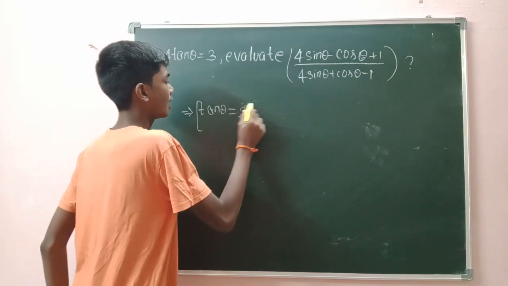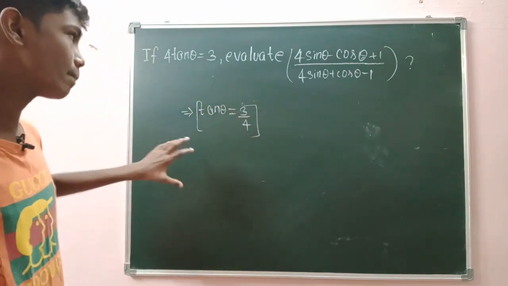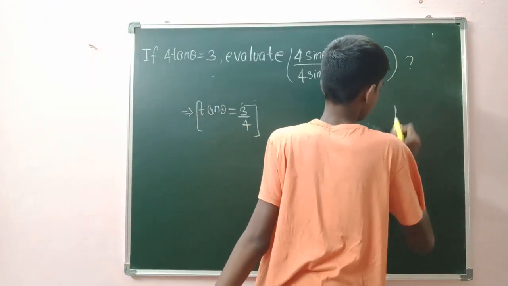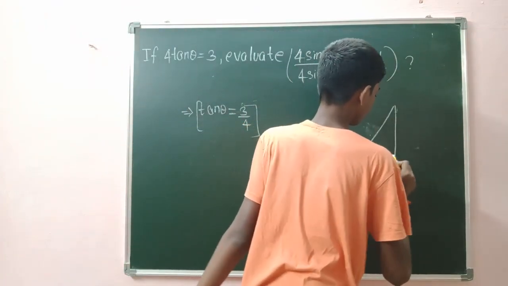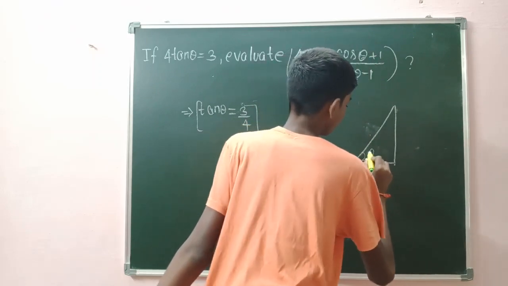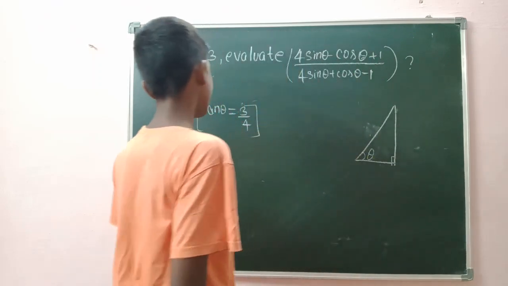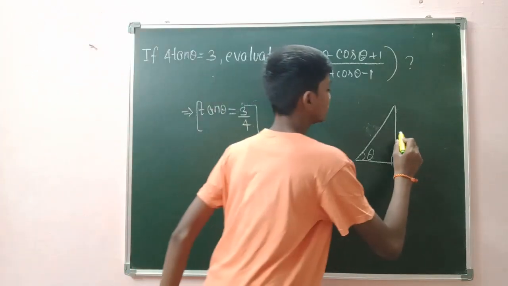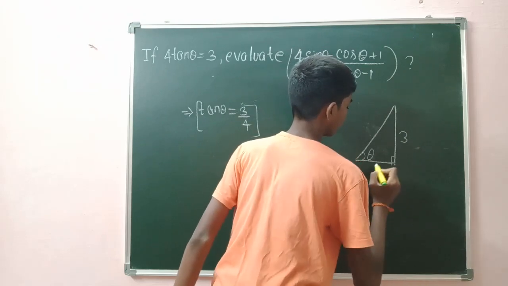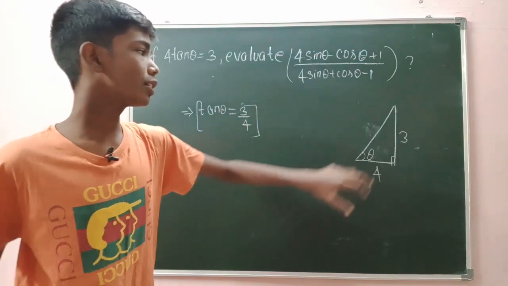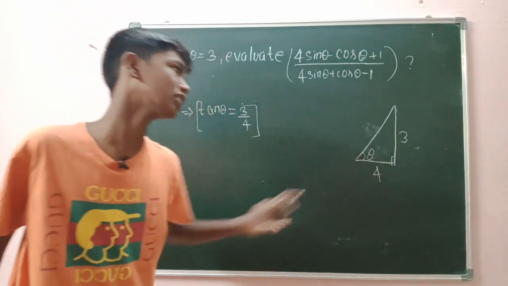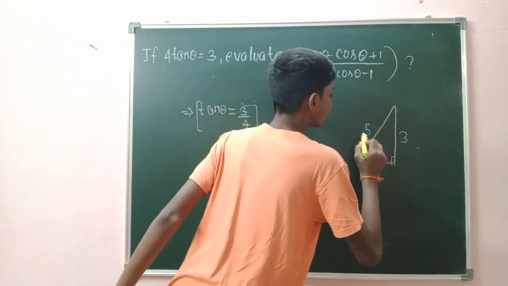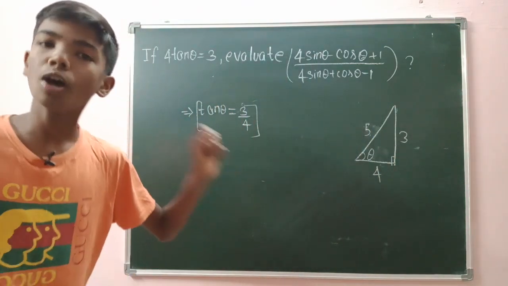This is what I can get from here. So from this, just draw a right angle triangle. Here, let this angle be theta. This is your right angle. Now it is said that tan theta is equal to 3 by 4. That means the opposite is 3 and the adjacent is 4, because tan theta is opposite by adjacent. Therefore, I will say that the hypotenuse is 5 using the Pythagoras theorem.